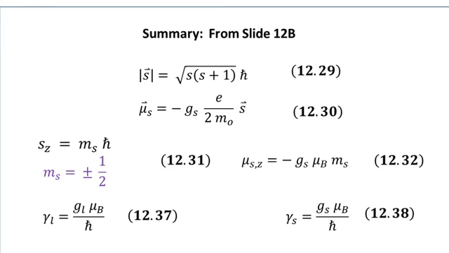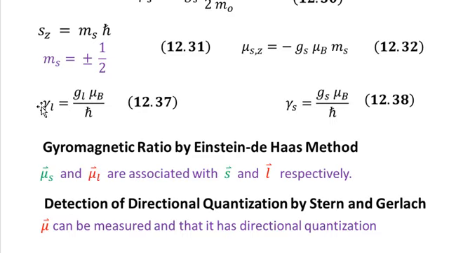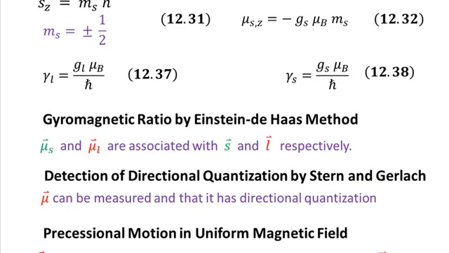Now there are two values of the gyromagnetic ratios. One is the orbital gyromagnetic ratio, gamma L is equal to GL into mu B over h bar, written in equation number 37. And then we have the spin gyromagnetic ratio, written in equation number 38: gamma S is equal to GS into mu B over h bar. And you know that mu B is the Bohr magneton. So these are the quantities which are spin related.